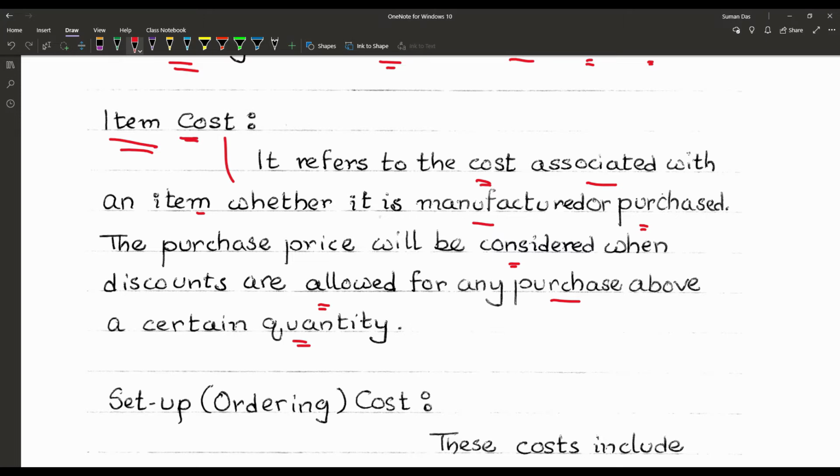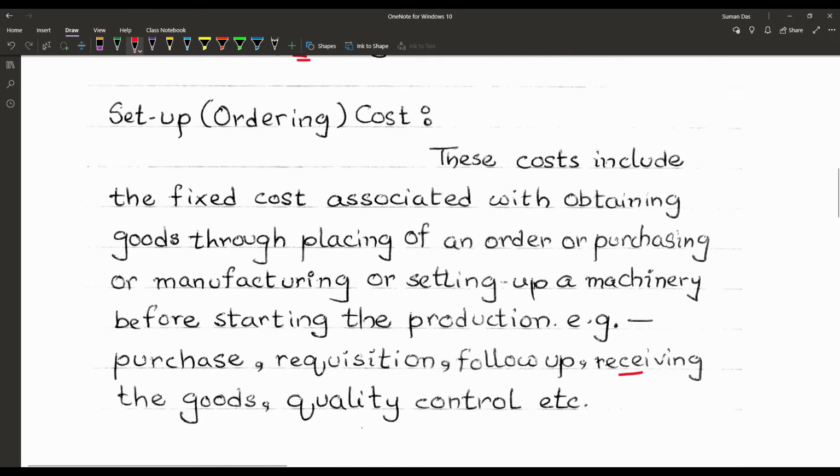Then the second one, that is known as the setup or the ordering cost. Now, these costs include the fixed cost associated with obtaining goods through placing of an order or purchasing or manufacturing or setting up a machinery before starting the production. Examples are purchase, requisition, follow-up, receiving the goods, quality control, etc.